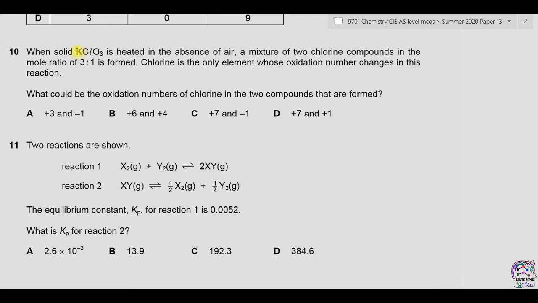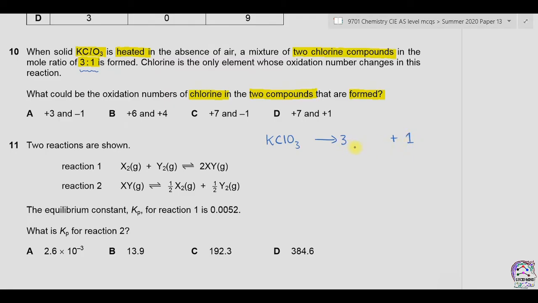Question 10. When solid potassium chlorate is heated in the absence of air, a mixture of 2 chlorine compounds in the mole ratio of 3:1 is formed. Chlorine is the only element whose oxidation number changes. It means the oxidation numbers of potassium and oxygen do not change. In the reaction, what could be the oxidation number of chlorine in the 2 compounds that are formed? Now let's write the balanced chemical equation for the decomposition of potassium chlorate. We have KClO3. It decomposes into 2 different chlorine compounds. As the mole ratio of products is 3:1, we can write 3 and 1.